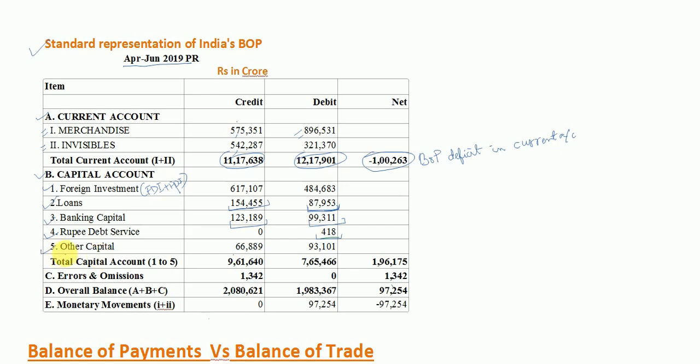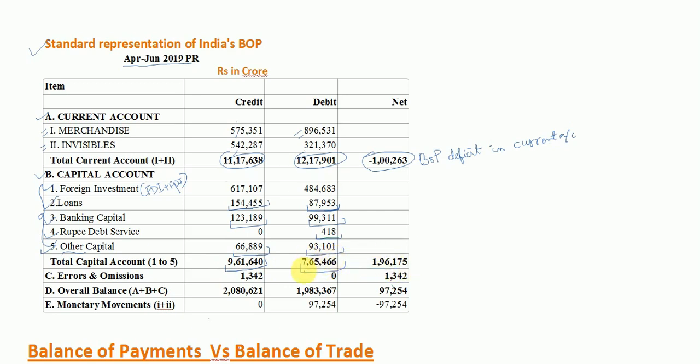Then under other capital, India receives an amount of 66,889 crore, and it has a debit amount of 93,101 crore. If we see the capital account in total, then you will find India has a total receipt under the capital account of 9,61,640 crore rupees, and it has a payment of rupees 7,65,466 crore. So this is the net amount.